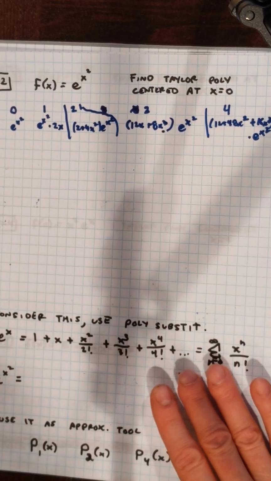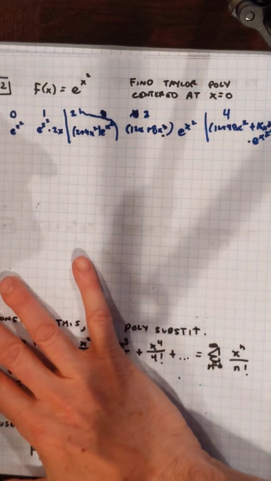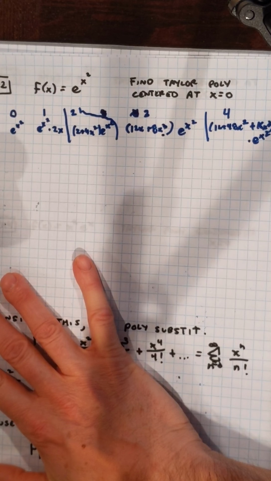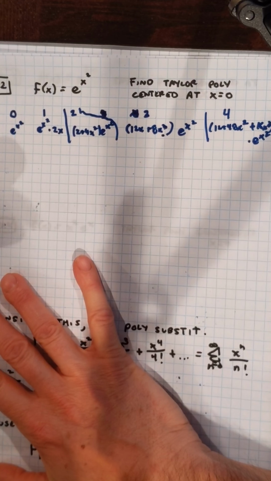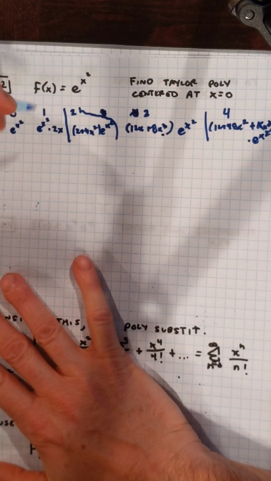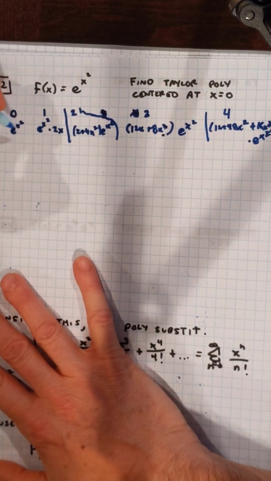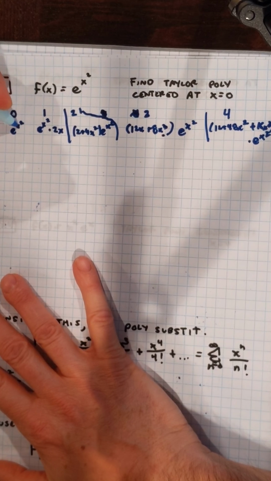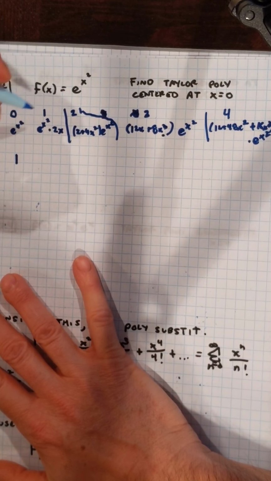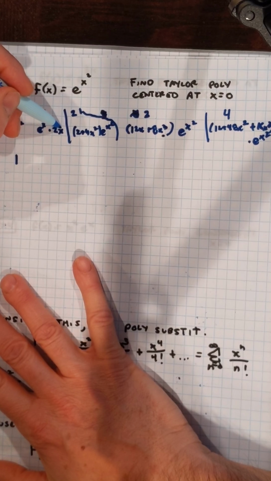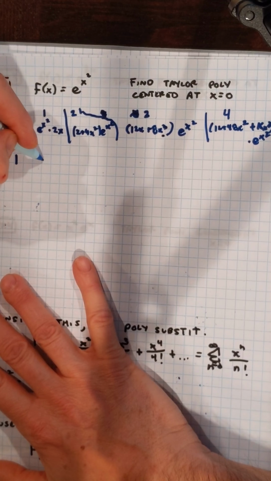Okay, now I'm going to plug in the center. The center here is x is 0. So to finish this off, I'm going to plug these in. I'm going to cheat a little bit. This first one's pretty easy. e to the 0 squared is 1. Then I'm going to plug in 0. This one's pretty easy too, because 0 times all that is just 0.